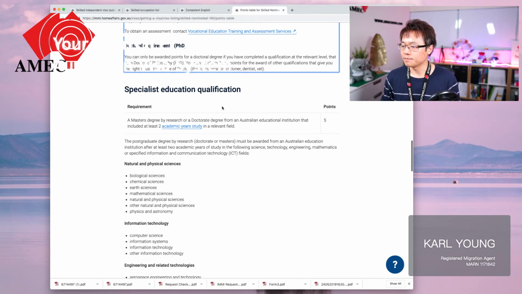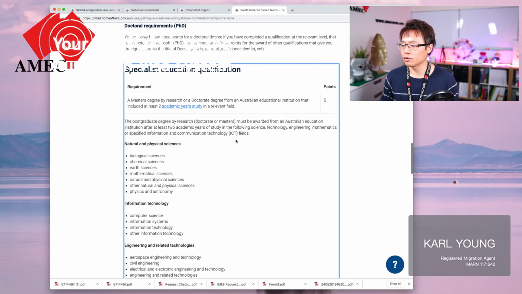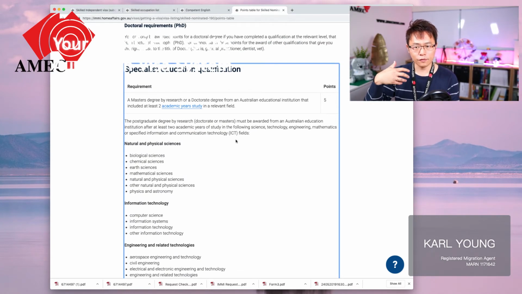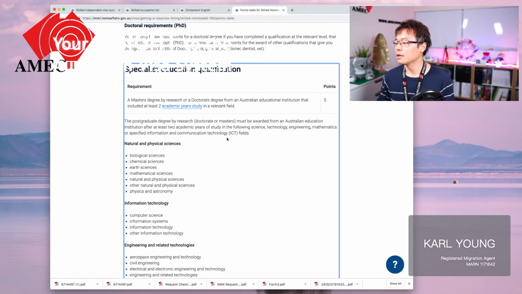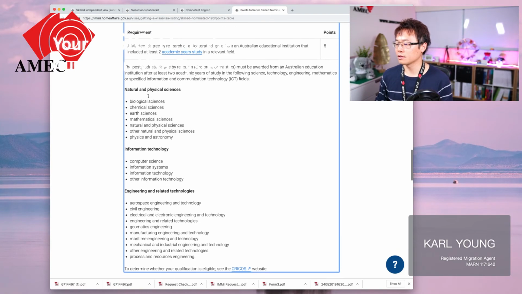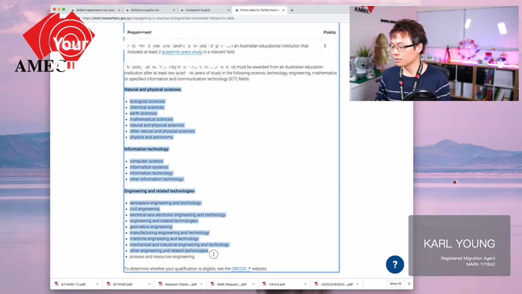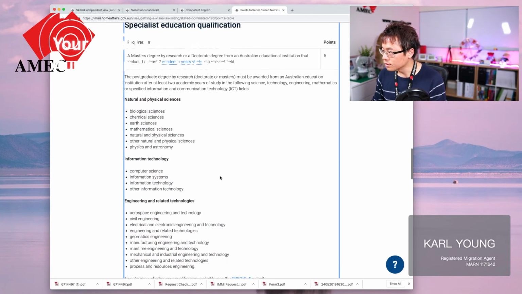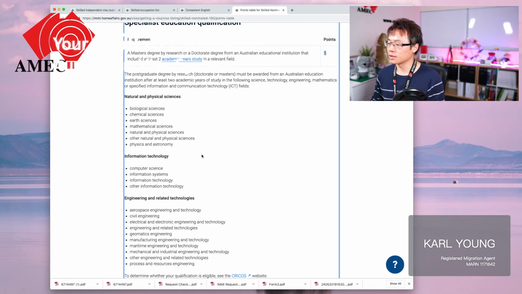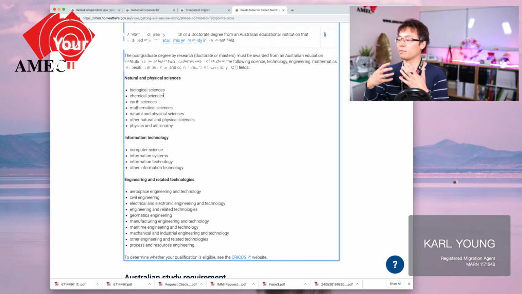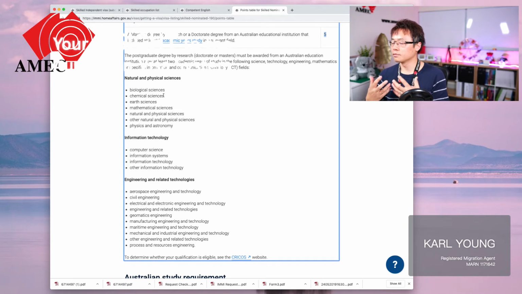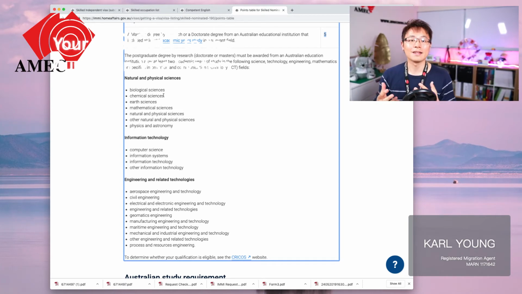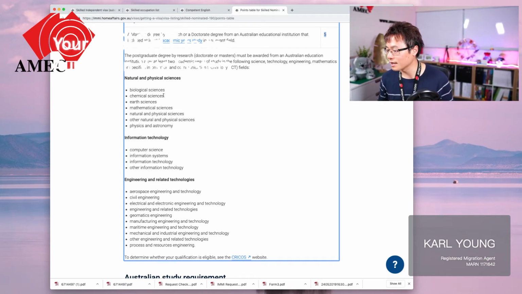Okay, now specialist education qualification. So if you have conducted a master's by research or PhD in the following specific titles or topics or occupations or majors, you get that extra 5 points. Now, if you can see here, it's predominantly all related to science, computing, ICT, IT, and also engineering related stuff.